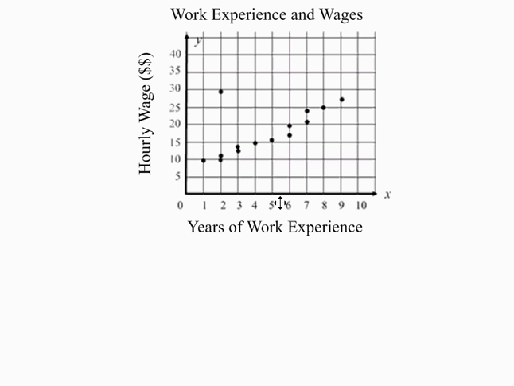So everything is increasing by 1. On the hourly wages, though, we're increasing by 5. So this is $5, $10, $15. So different increments. So we have to be very aware when we're doing scatter plots that our gauge of measurement isn't always set the same.